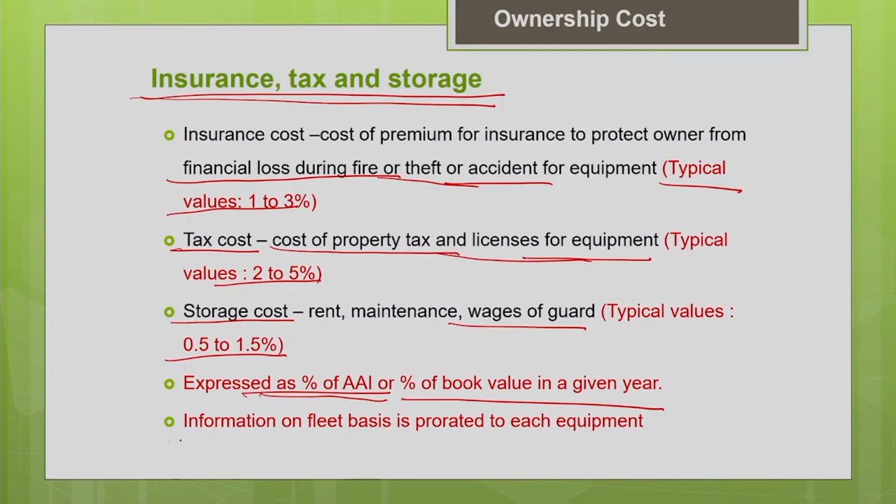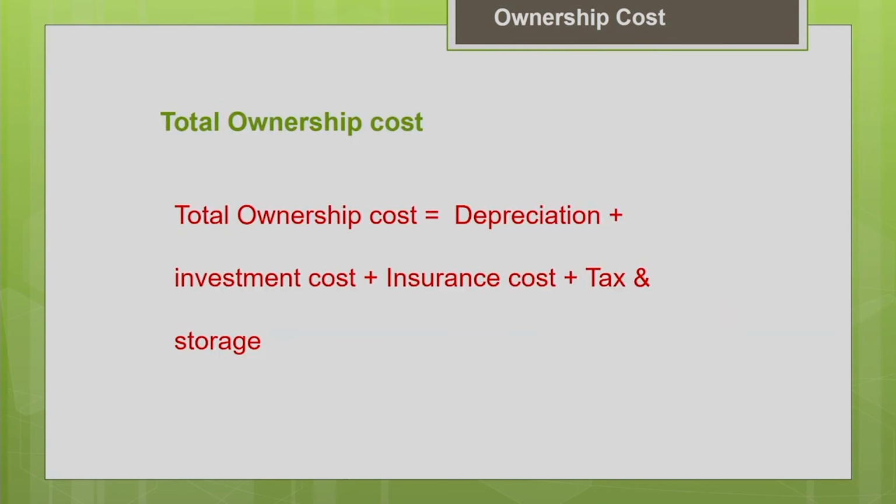So the entire information may be available for the entire equipment fleet. Okay, so you have to prorate it to each equipment. So let us summarize all the components of the ownership cost we have discussed so far. The components of the ownership cost are the depreciation, the cost of investment, insurance cost, the property taxes and the storage cost. All these sum up to your ownership cost.